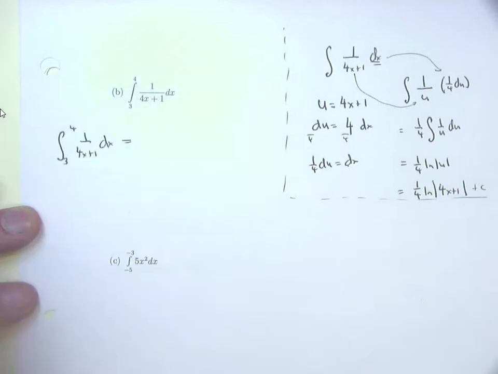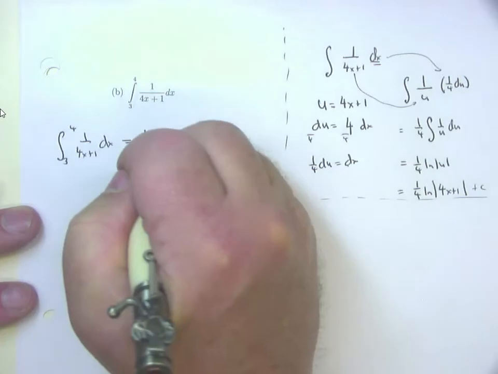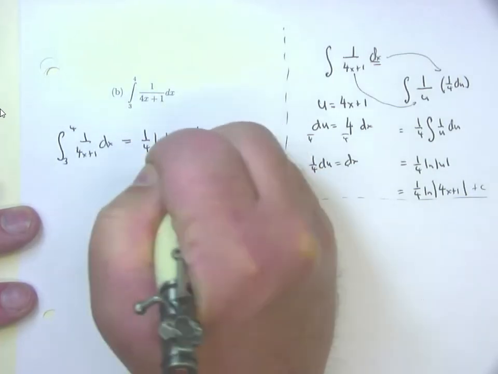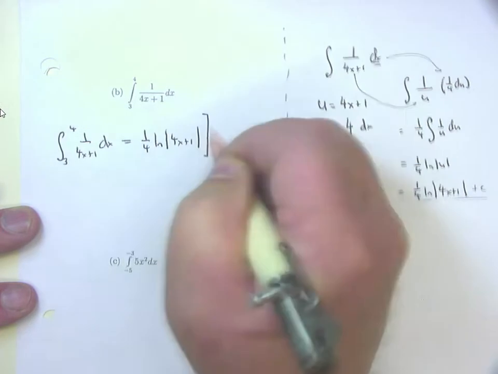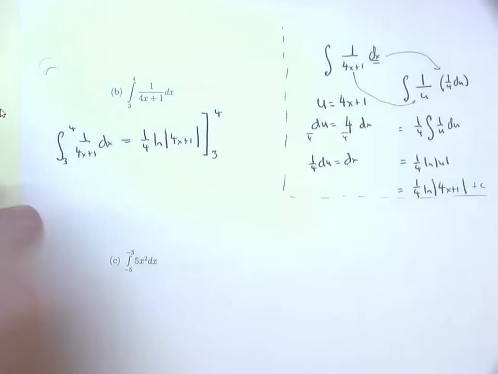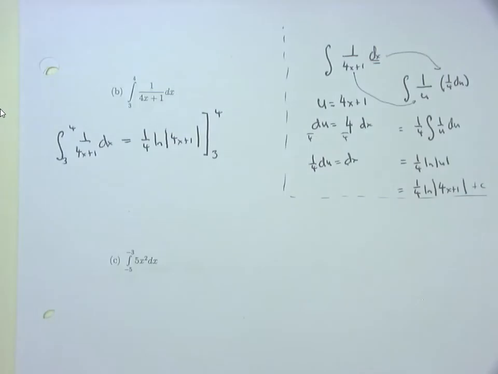Therefore, your problem, the integral from 3 to 4 of 1 over 4x plus 1 dx. Now we're talking about the definite integral. You get your antiderivative function, which is 1/4 the natural log of the absolute value of 4x plus 1, and then instead of plus c, you put your bracket from 3 to 4. Now you apply the fundamental theorem of calculus: plug in top minus plug in bottom.